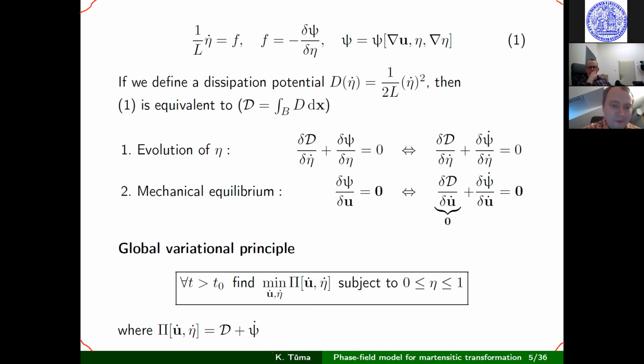It is very nice to formulate the problem in this very simple way. However, for the numerical implementation, finally, we are just solving for the necessary conditions. We are solving for the Euler-Lagrange equations corresponding to this minimizer. Finally, we are really solving this.